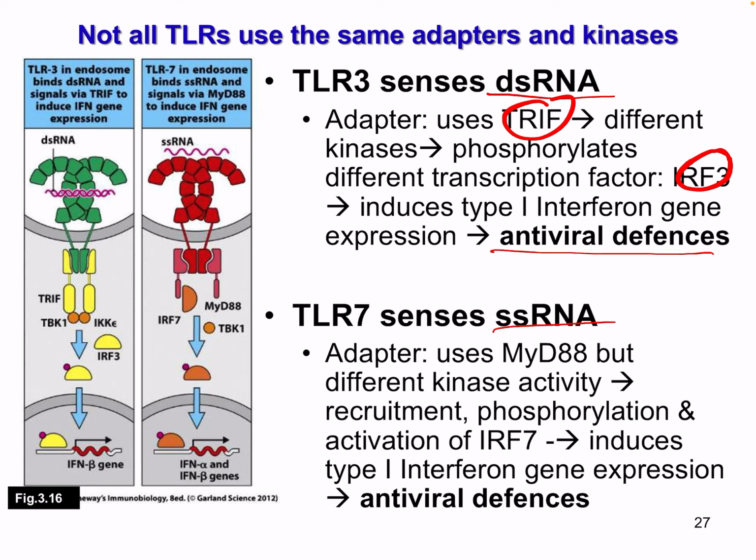TLR7 looks at single-stranded RNA, and its adapter is MyD88, but with a different kinase activity. The recruitment, phosphorylation, and activation of IRF7 is used instead, and induces type 1 interferon gene expression, and again, has antiviral defenses. As we can see here in these two figures, it's different from what we saw earlier. We don't see things like NEMO and stuff like that. Slightly different. And these both function in the endosome.